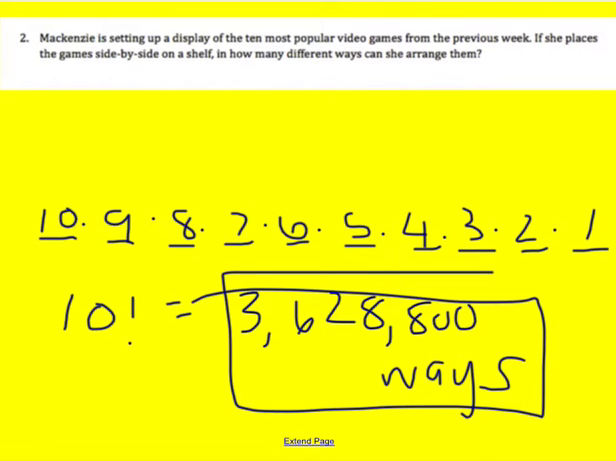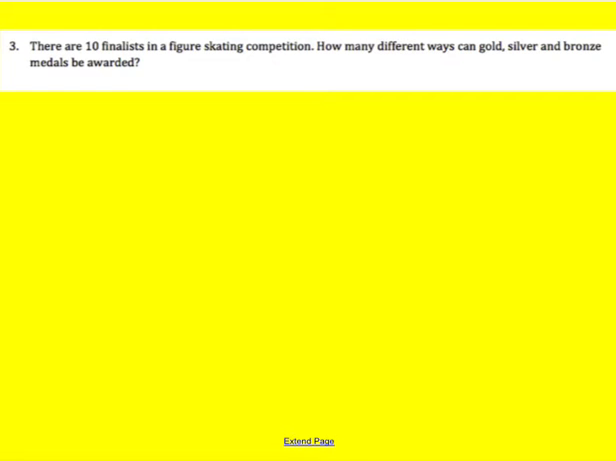Okay? Next, let's take a look at number 3. It says there are 10 finalists in a figure skating competition. How many different ways can gold, silver, and bronze medals be awarded? Here I need to ask myself if order matters. To me, gold is very different than bronze, so the order does matter. So we have 10 finalists in the figure skating competition, and we're picking 3. We want to use a permutation.